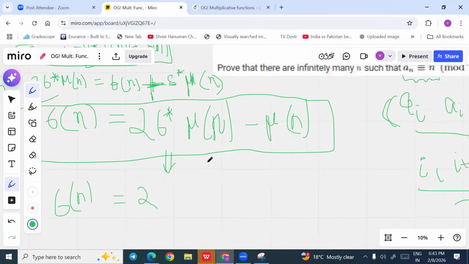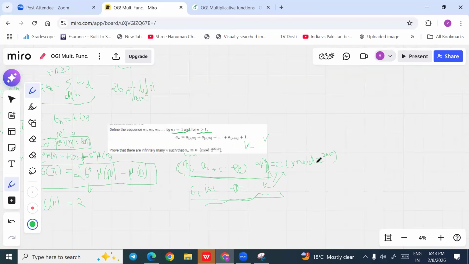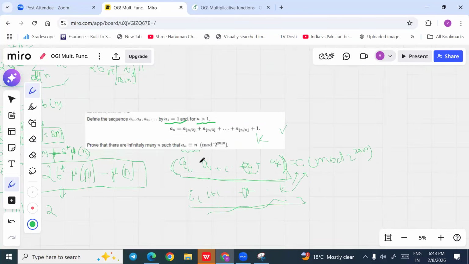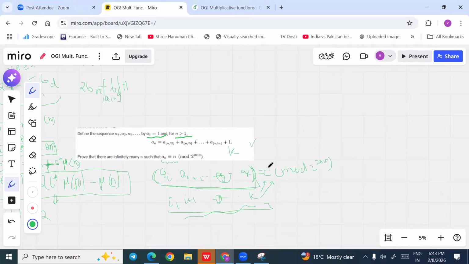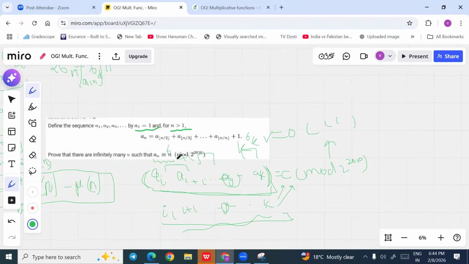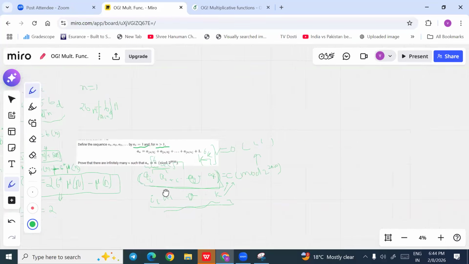So the idea is you want to generate an infinitely large sequence of a_i which are all the same mod 2 to the 2010, a common value. This is equivalent to all the b_i, so b_{i+1} to b_k, all being 0 mod 2 to the 2010. So you just essentially want to find a very, very large sequence b_i to b_k, which says that all b_i are 0 mod 2 to the 2010, and you are then done.